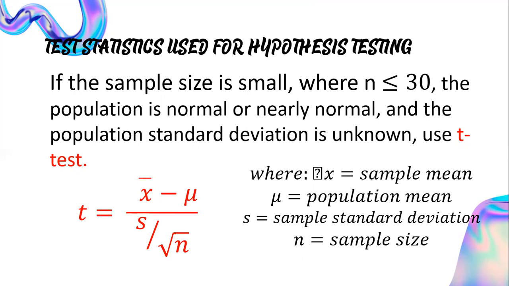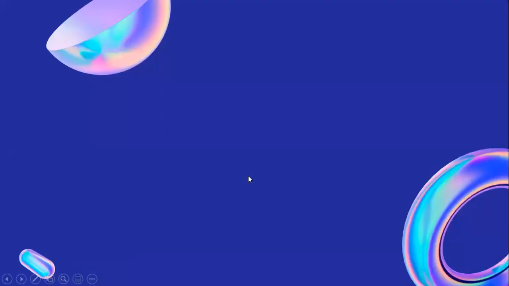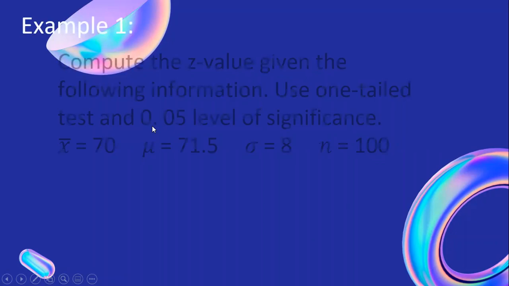The symbol for the sample standard deviation. Okay, so that's the only difference. For the z-test, we use the sigma for the population standard deviation, while for the t-test, we use s for the sample standard deviation. Okay, so let's have this example.